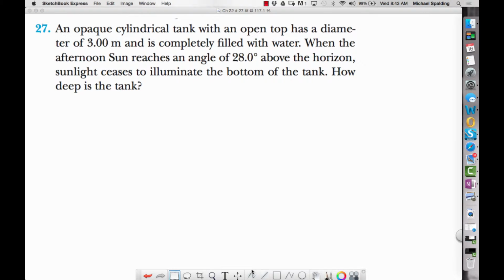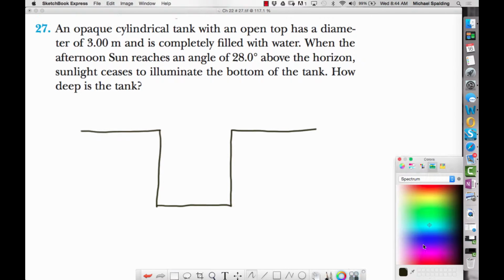Okay, at number 27, we have a cylindrical tank with an open top. They give us the diameter of the tank, and the tank is filled with water. I'm a horrible artist, so I'm just going to draw like this. This is the tank, kind of like a hole in the ground. And then the water, I'm going to do in blue. So here's the water right there.